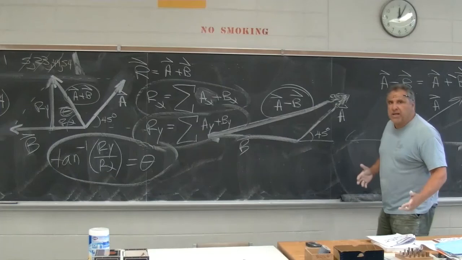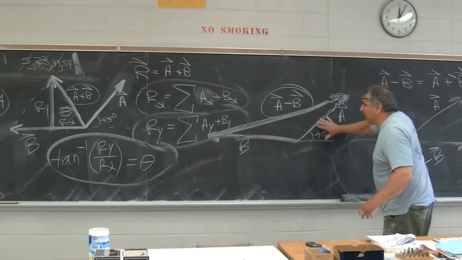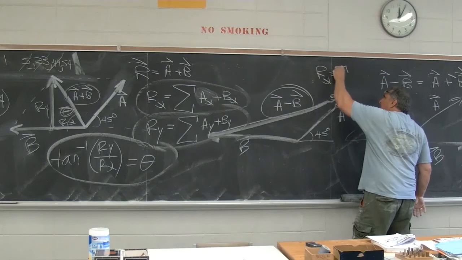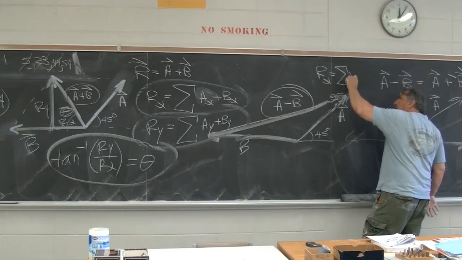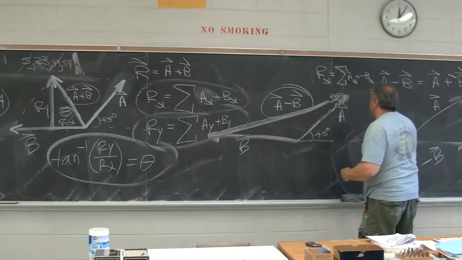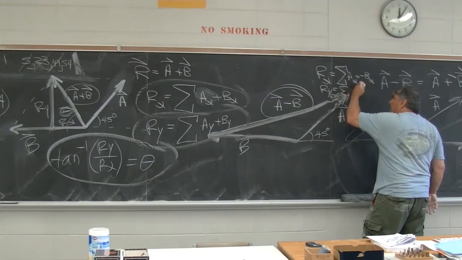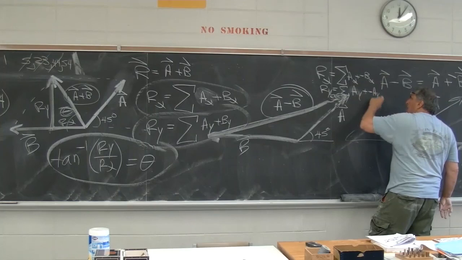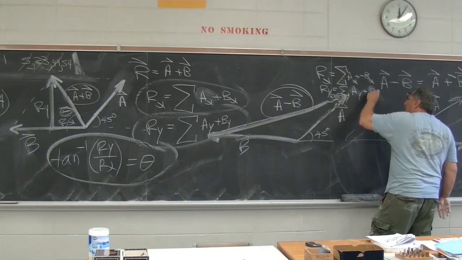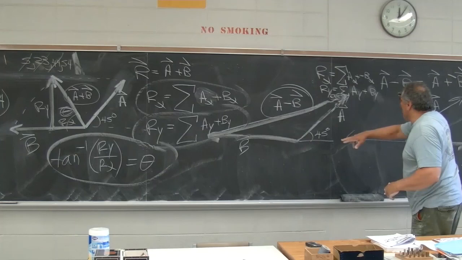You're going to do the exact same argument here, but the way you're going to do it here is the Rx is going to be the summation of the Ax plus a negative Bx. So I want it to go in this direction. I'm doing a subtraction in this case. The Ry is going to be the summation of Ay plus a negative By, rather. In this case, there's no real y component here. But this is literally what's going on.